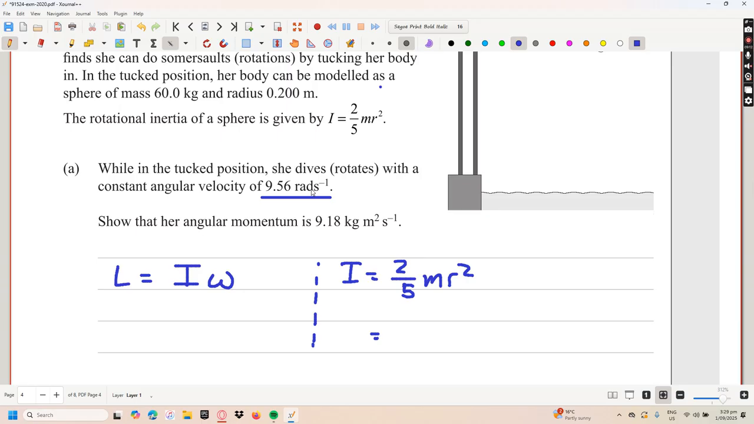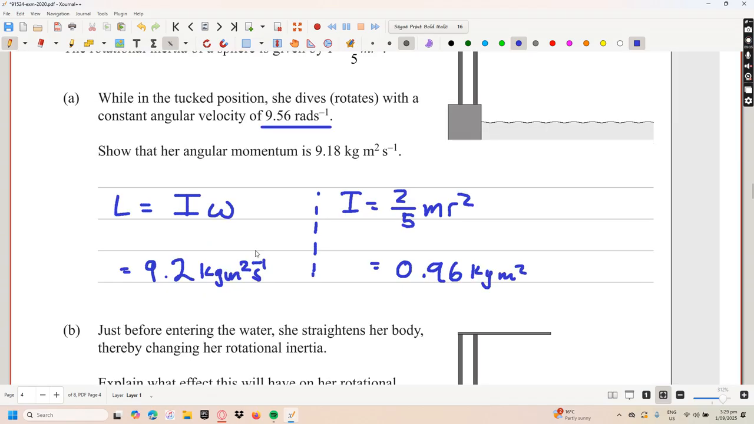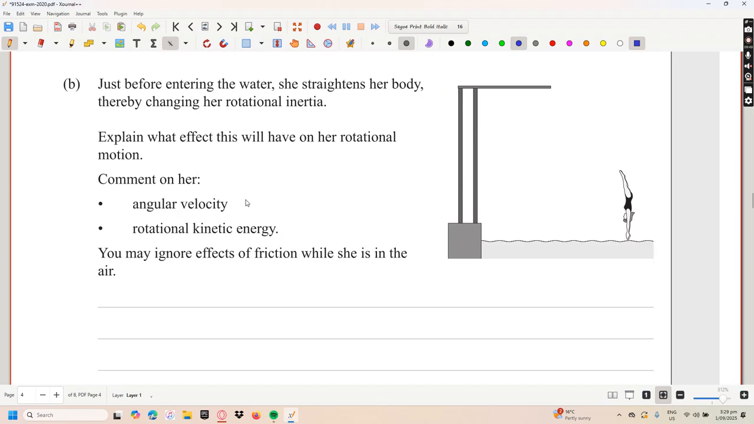So 2/5 times the 60 kilograms times the 0.2 squared should give you 0.96 kg meters squared is the unit there. And then subbing that in over here, we get 0.96 times 9.56 radians per second. We get 9.2 kg meters squared per second. That is the angular momentum. Awesome. 9.2, 9.18. Yeah, 9.18. If you put it in, that's what they want.